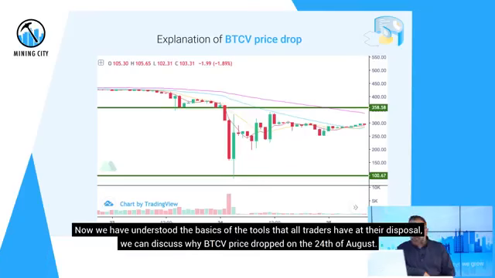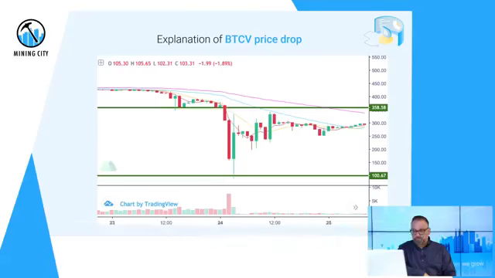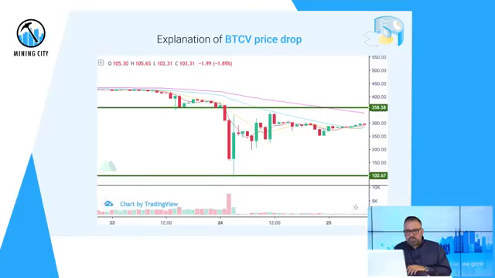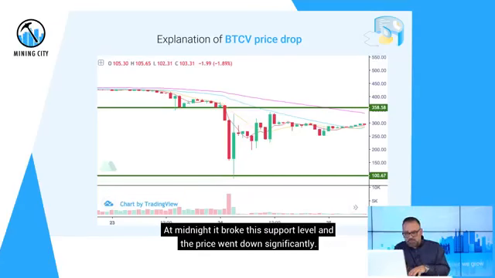Okay, now that we have understood the basic tools that all traders have at their disposal, we can finally discuss why BTCV has dropped on the 24th of August. Here, you can see a chart from the 23rd of August with 1 hour candlesticks. The price was getting closer and touching the support level at $360 here from about 1400 hours to the end of the 23rd of August. But at midnight, it broke the support level and the price went down significantly.